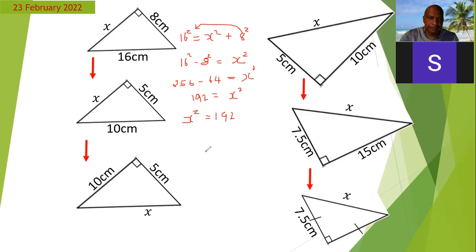All right, so what do we do next? Cancel the square, sir. All right, so generally we would find the square root of both sides and then cancel the square with the square root. Then we find the square root of 192, which is 13.86. You could just imagine that you move this square to the other side and it becomes a square root. So x is equal to the square root of 192, and you would get 13.86 centimeters.